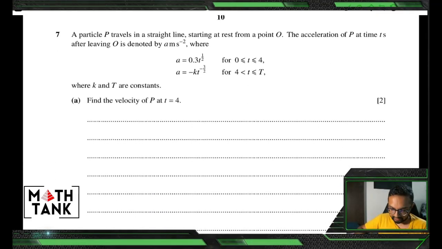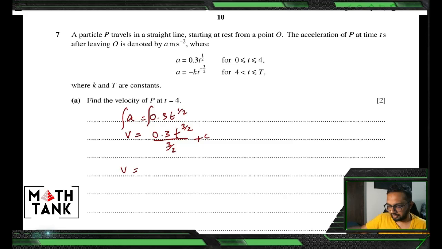And let's do this last question, number 7. It says a particle P travels in a straight line from rest at point O. The acceleration of P at time t seconds after leaving O is denoted by a, where a is this. Find the velocity of P at t equals 4. So velocity of P at t equals 4 is basically integration, sorry, my bad. It started from rest, so V equals 0.3 t power 3 over 2 divided by 3 over 2 plus C. So C is going to be 0 in this case.